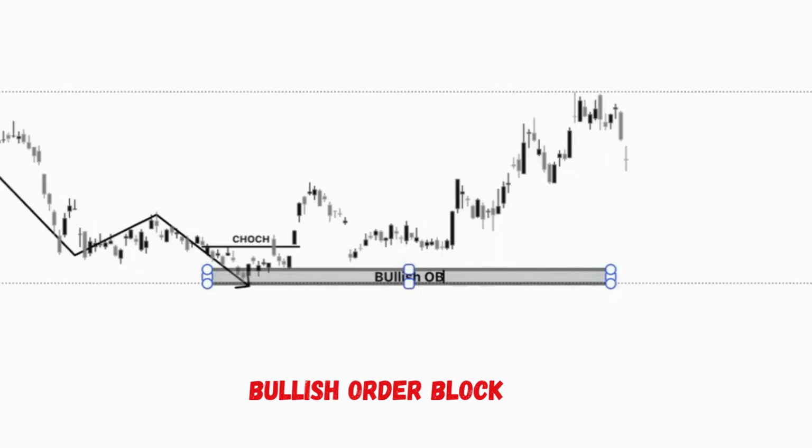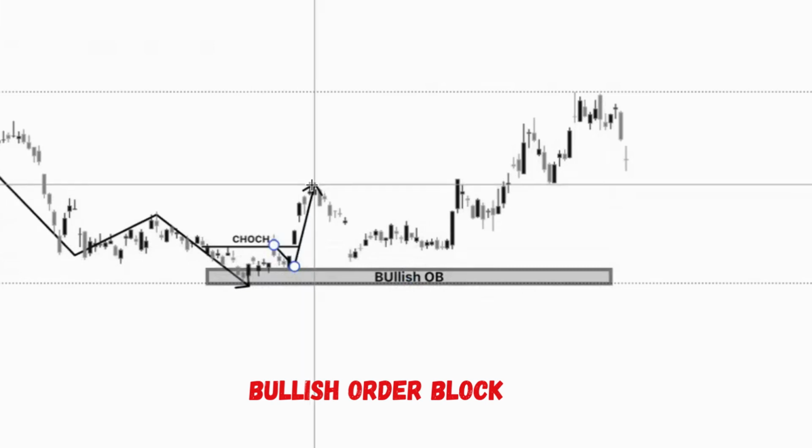At this point, we can confidently mark the last bearish candle as our bullish order block. This area now becomes our point of interest. Rather than buying immediately, we patiently wait for price to retrace back into the order block. Once price reacts from this zone and gives confirmation, we can begin looking for buying opportunities.